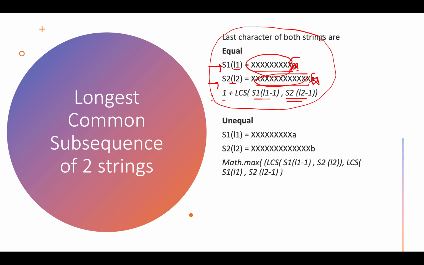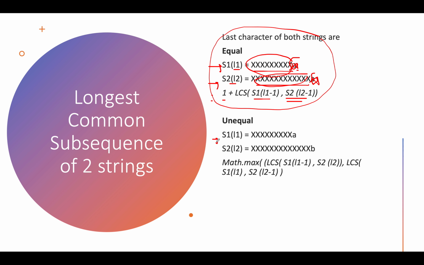For the equality case, the formula is something like this: LCS of s1 at L1 and s2 at L2 equals 1 plus LCS of s1 at L1 minus 1 and s2 at L2 minus 1. And let's try and understand the inequality case, which is also very simple.